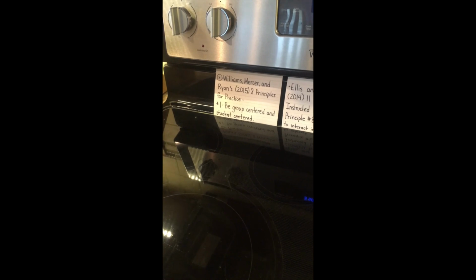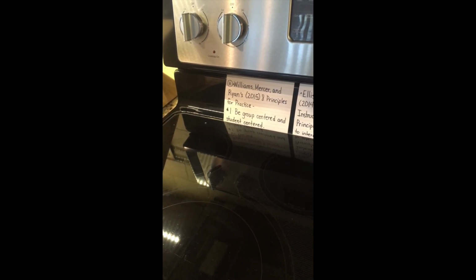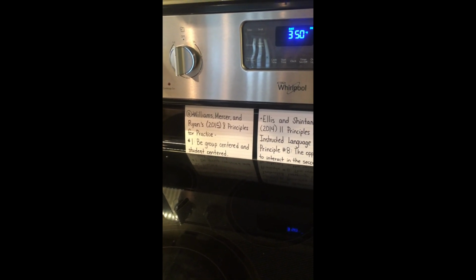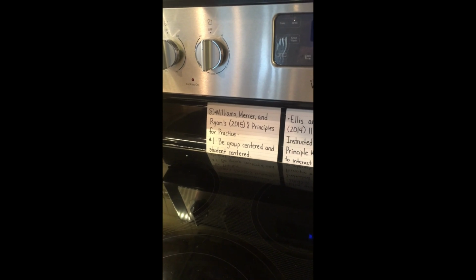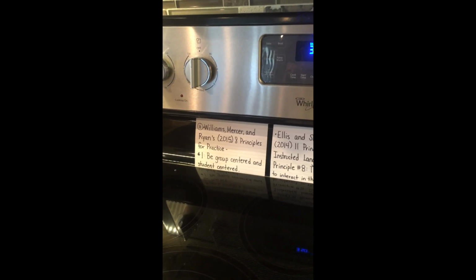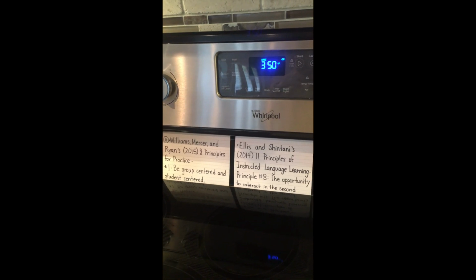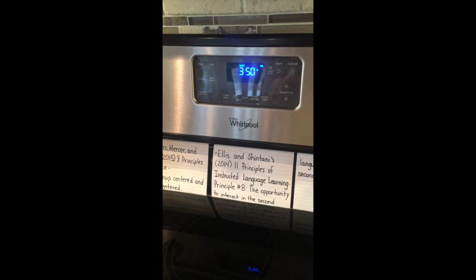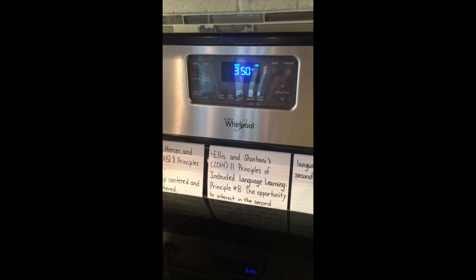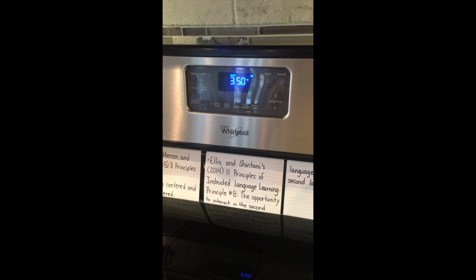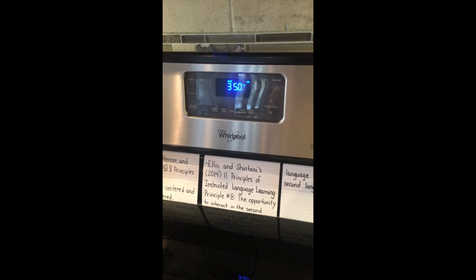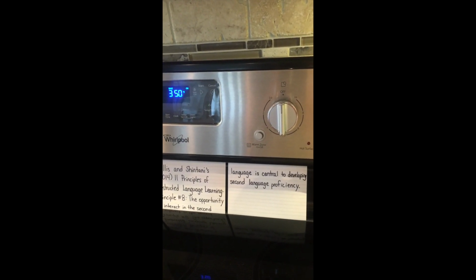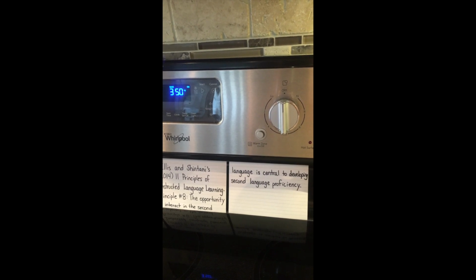In SLA, the heat that changes all previous efforts into actual acquisition is group interaction. The first of the 8 principles of practice by Williams, Mercer, and Ryan, 2015, reminds us to be group-centered and student-centered. The 8th principle of the 11 by Ellis and Shintani says the opportunity to interact in the second language is central to developing second language proficiency. If we do not give our students enough time interacting in deliberate practice, their SLA might not solidify as we hope either.